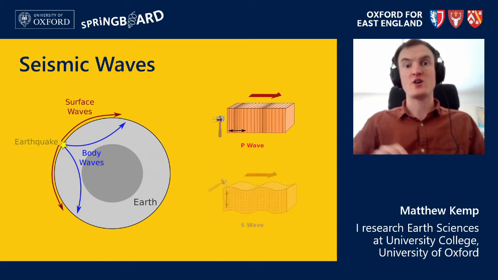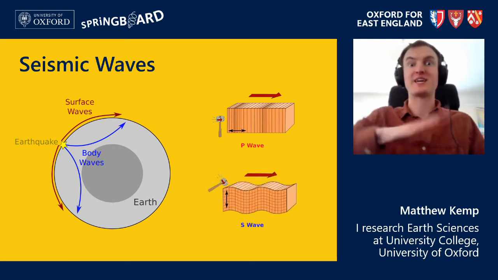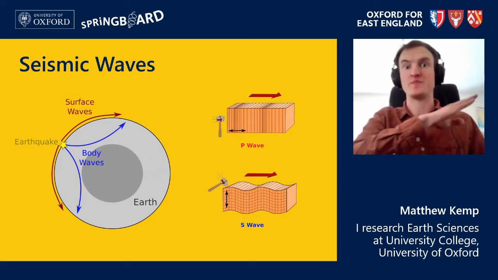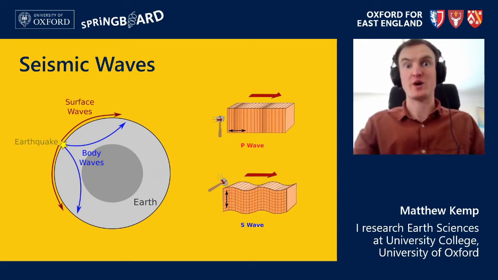And then you have S waves. They vibrate perpendicular to their direction of motion. They're called transverse or shear waves, and they're slightly slower than P waves.